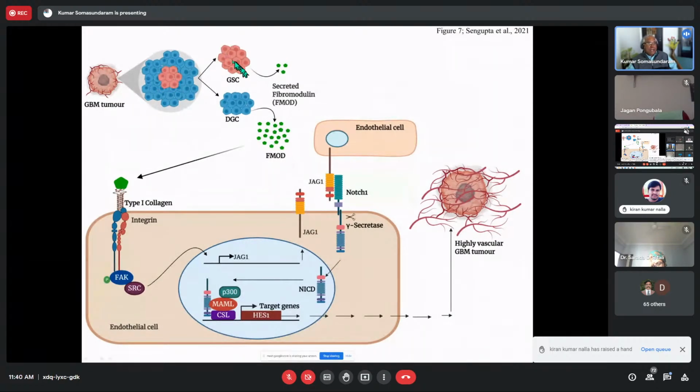We totally agree GSC alone can initiate a tumor. People have shown many times injection of DGCs by themselves do not form a tumor. Only GSCs form a tumor. However, in the context of the whole tumor, DGC secreted or expressed proteins like FMOD also play an important role in the growth of the tumor. So FMOD actually activates integrin dependent Notch signaling, and that results in formation of the highly vascularized GBM tumor.